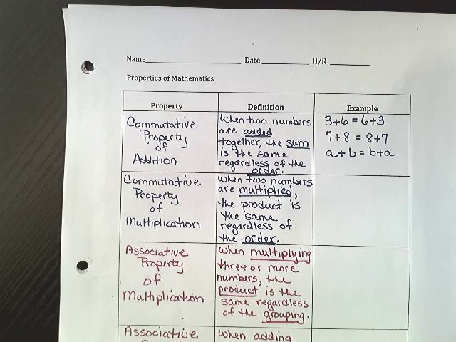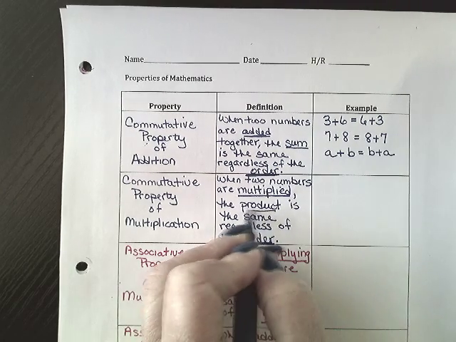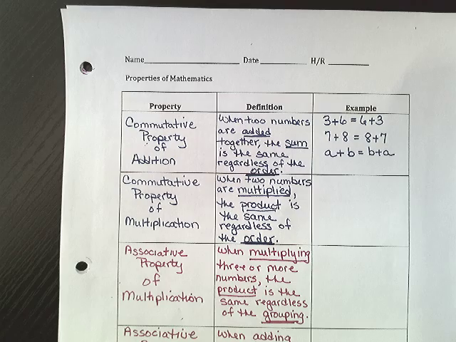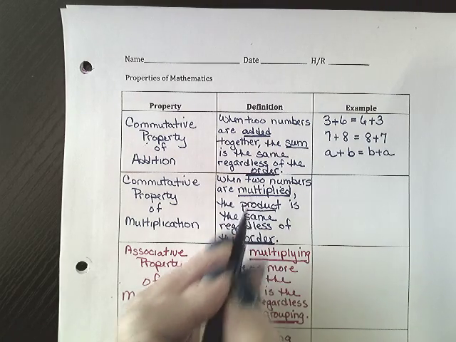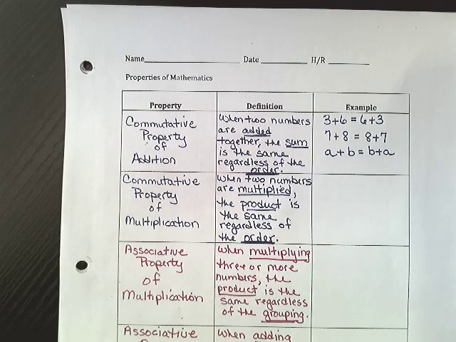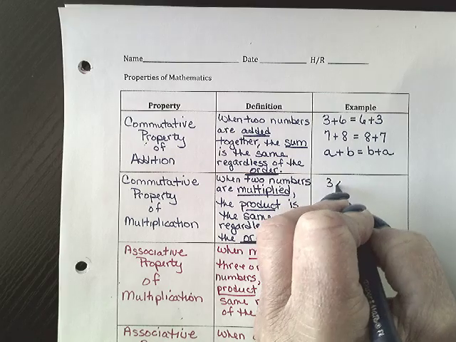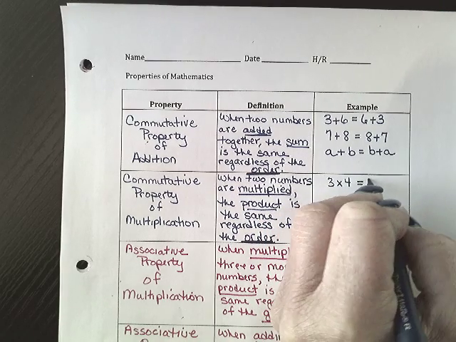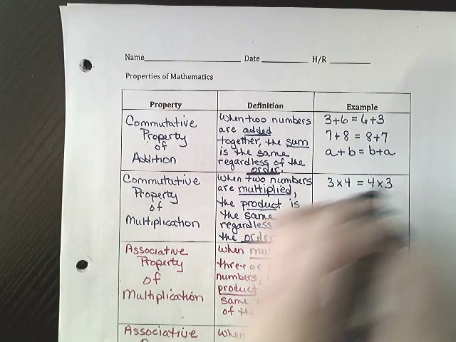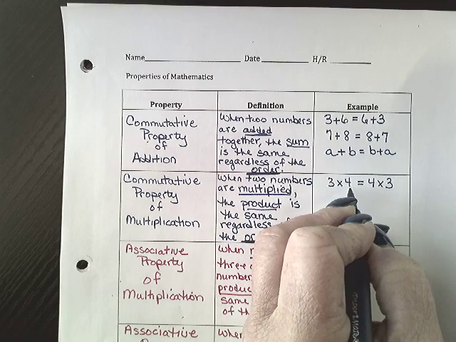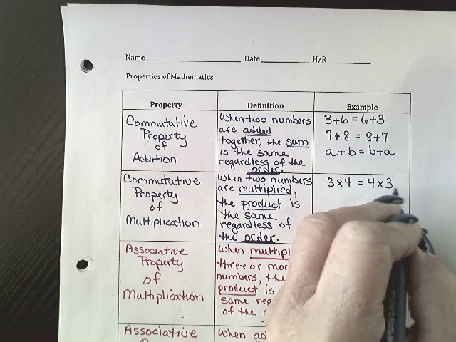The commutative property of multiplication. When you multiply 2 numbers, the product is the same regardless of the order. Now I underline the word order here because this is going to be important when we look at the next 2 properties. So I can say 3 times 4 is equal to 4 times 3. 3 times 4 is 12. 4 times 3 is 12.